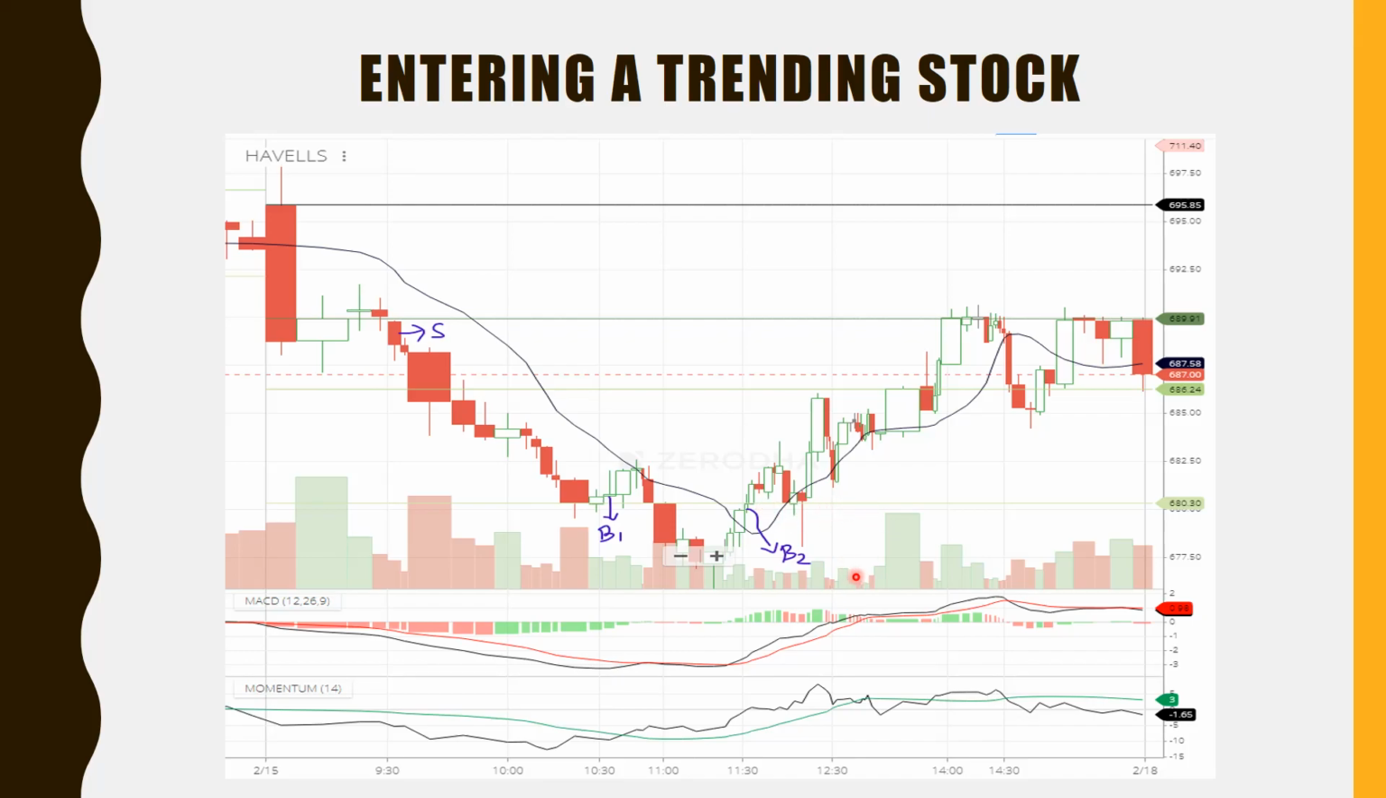Okay, so this is how you enter a trending stock, a stock whose first candle is already below or above the triangular moving average. See for confirmation from pivot lines, and then you can take the trade, keeping the triangular moving average as your trailing stop loss.